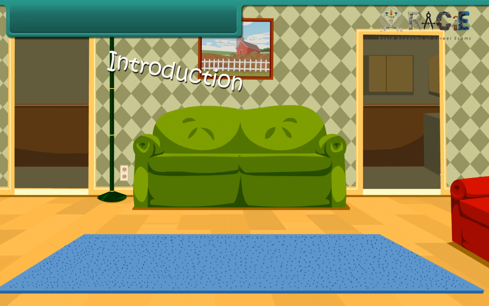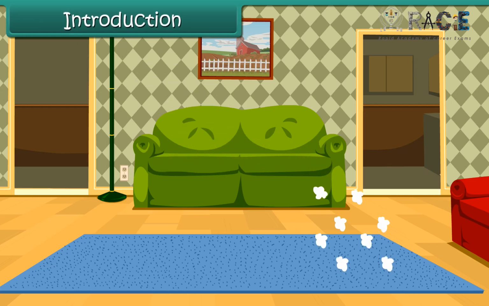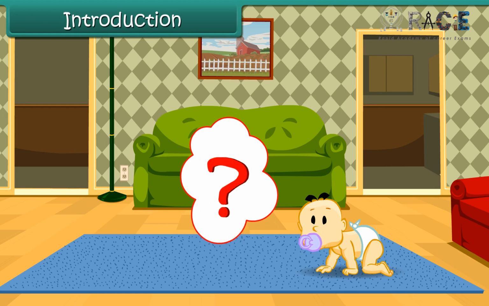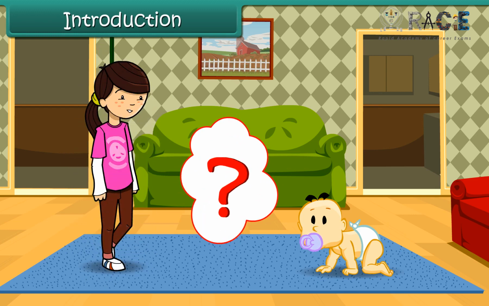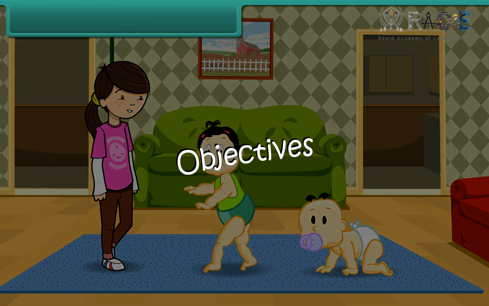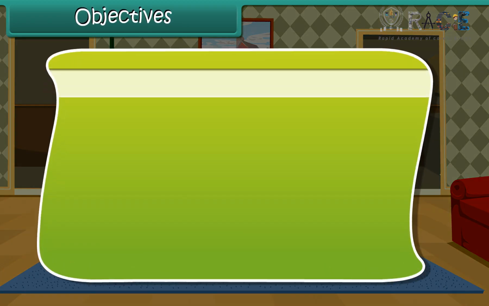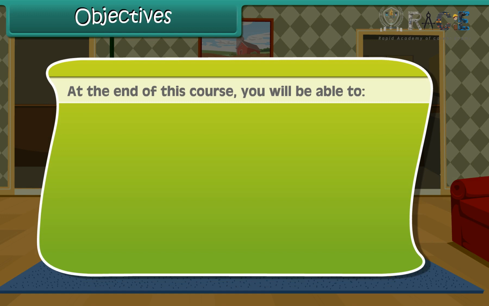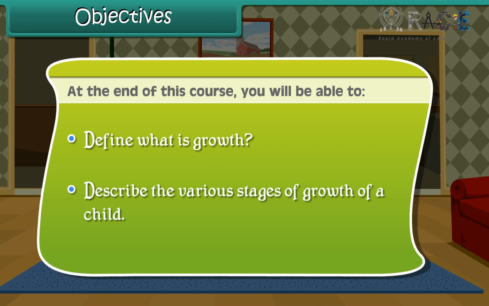Introduction. Dear friends, do you know how a small child becomes an adult? Let us know how we grow during the various stages of our life. Objectives. At the end of this topic, you will be able to define what is growth and describe the various stages of growth of a child.